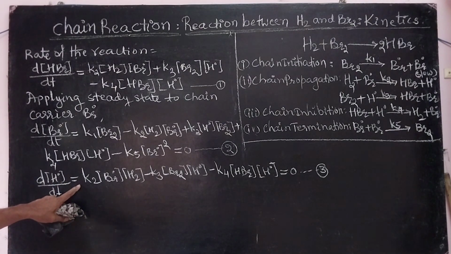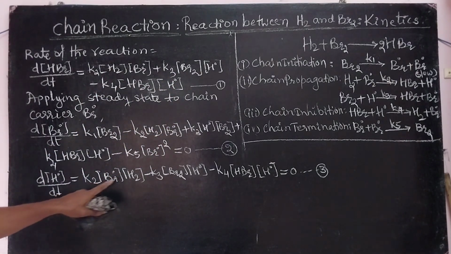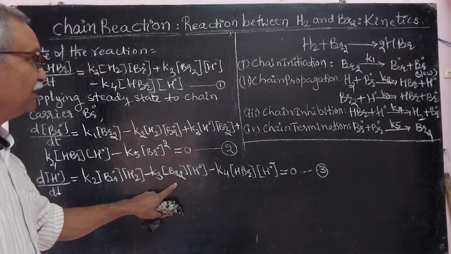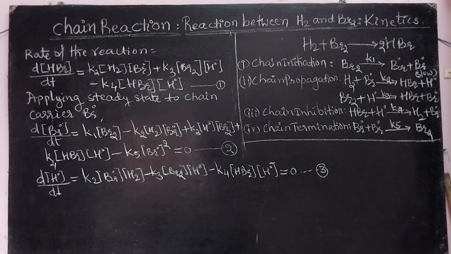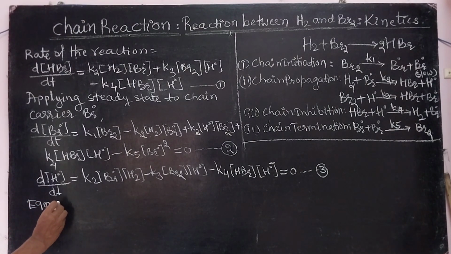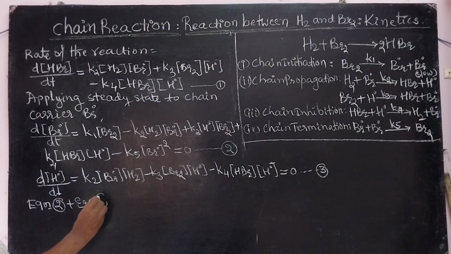Here H dot is formed by equation 2, consumed by equation 3, and again consumed by equation 3. In this way, this is consumed. Now, from these two equations, for the simplification, this is equal to 0 and this is equal to 0, so 0 plus 0 gives 0. Therefore, equation 2 plus equation 3.